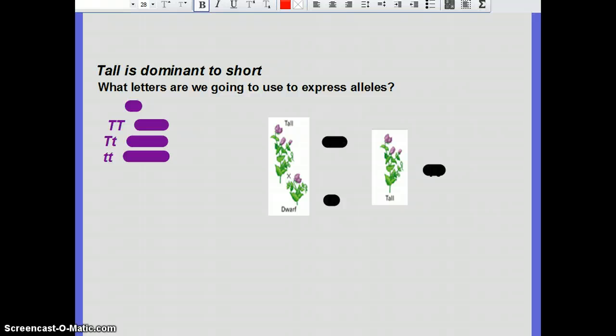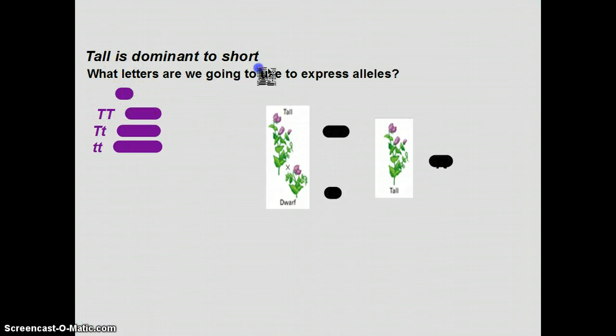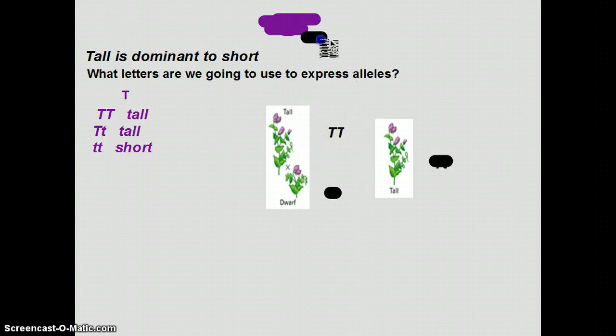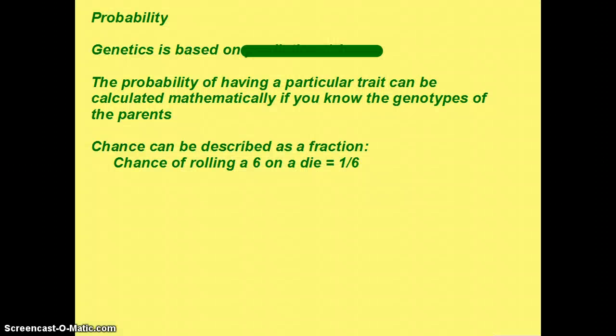So here's another scenario. If I tell you tall is dominant to short, we're going to use T because T is the letter that expresses the dominant trait. 2 capital T's, the organism's features will be tall. A heterozygous organism, genotype capital T, little t, the organism will still be tall because dominant masks the recessive. And little t will be short. If I take these 2 and I cross them, capital T and little t, all my offspring will be heterozygous. Same scenario for a different trait.